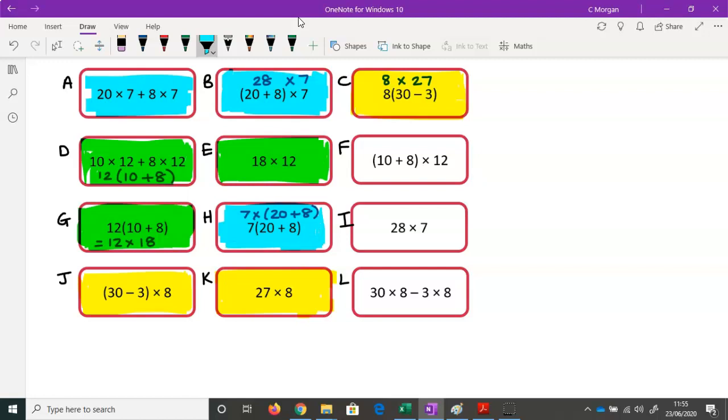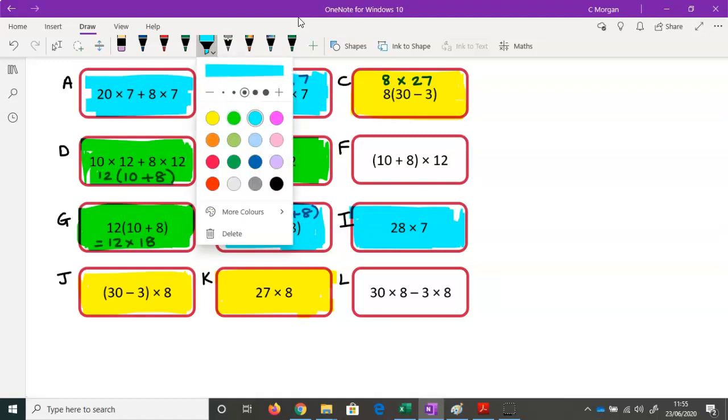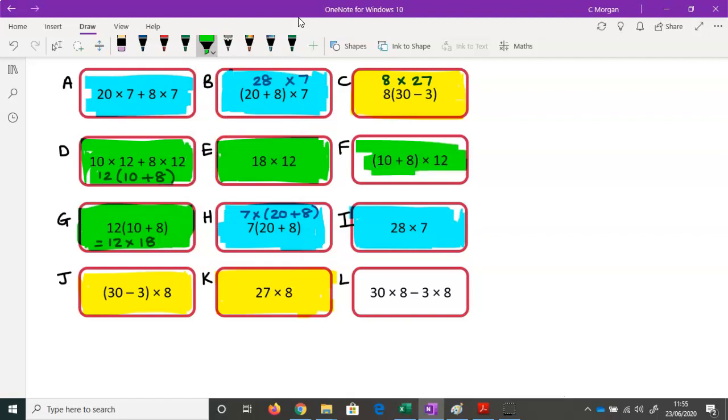Now I've got 3 left. I can see that I is 28 lots of 7. So I think that's the same as H, B and A. And if I have a look at F, I can see that I've got 18 in bracket lots of 12. So I need another green pen. So I've matched 4 that are the same there. And if I have a look at the bottom one, I do believe it's going to be yellow, because 30 lots of 8 subtract 3 lots of 8 is the same as 27 lots of 8. So did you manage to match up those correctly? I hope so.